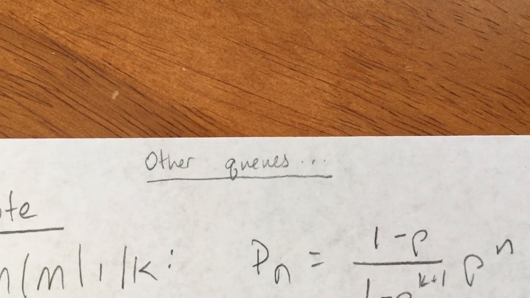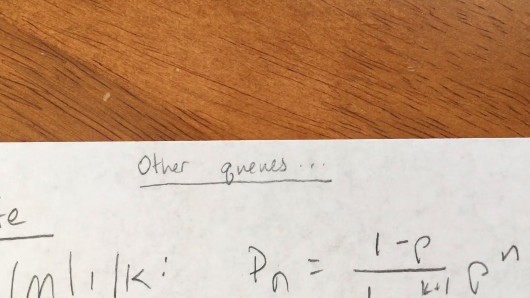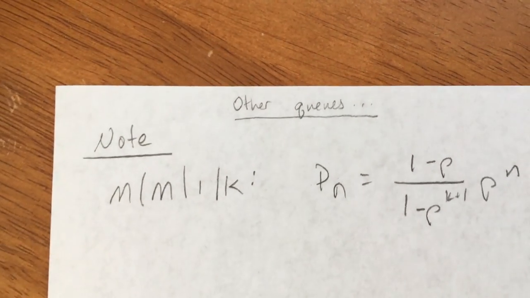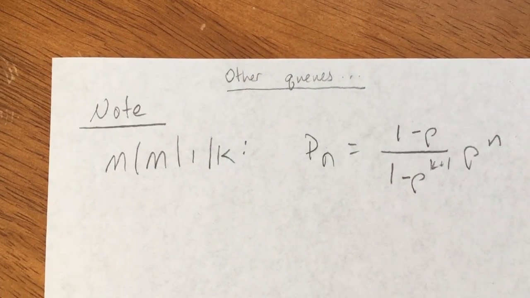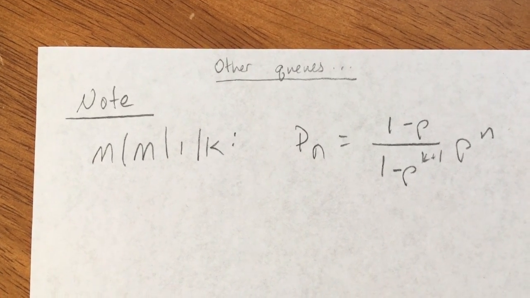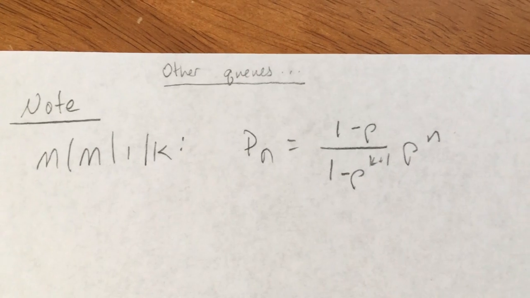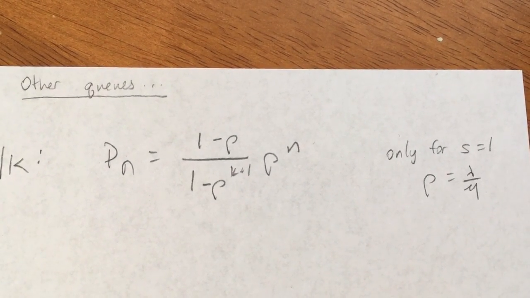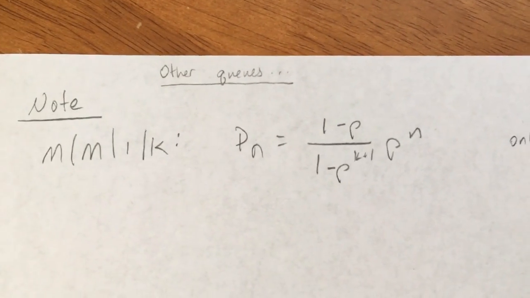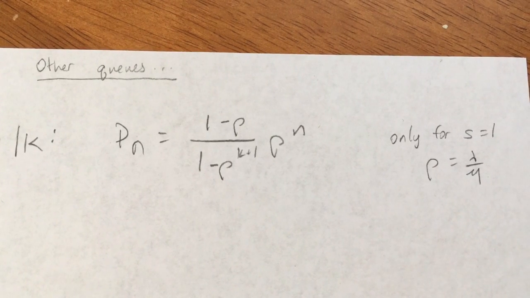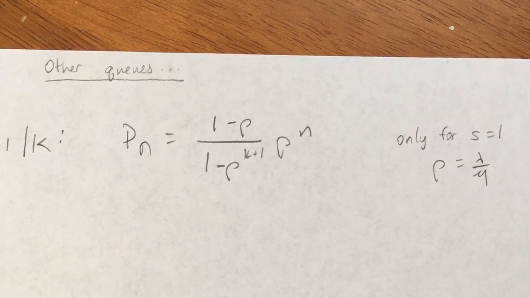Okay, queuing systems. We are into queuing system extensions. Before I get started with some of our different applications, I wanted to share a note. If you have an M/M/1/K queue, these equations only work for S equals 1. So you can use this when you have one server, but if you have more than one server, the equations are going to be different. So that's a note from last time.